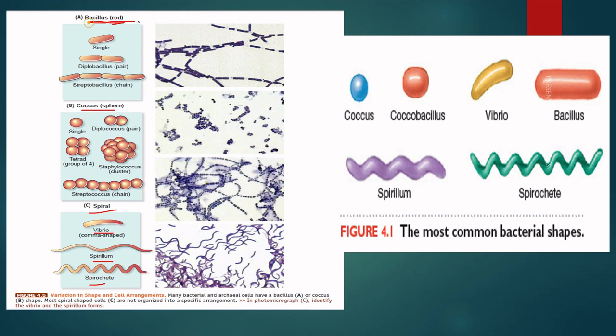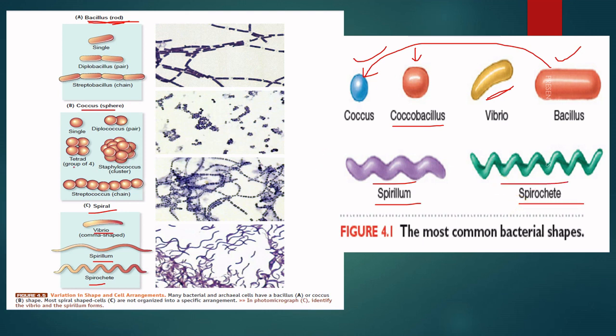Here also we can see there is a coccus shape, that is the round shaped, and this is the rod shaped, that is a bacillus. In between these two, one structure is also there, that is the coccobacillus. It is not totally coccus or totally rod, so that is known as coccobacillus. Another is the vibrio, that is comma shaped, and this is the spirillum or spiral shaped, and the spirochetus like this.